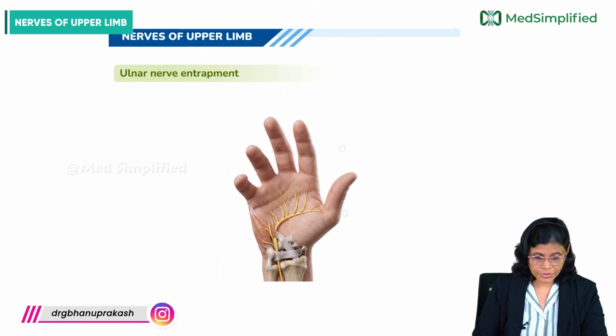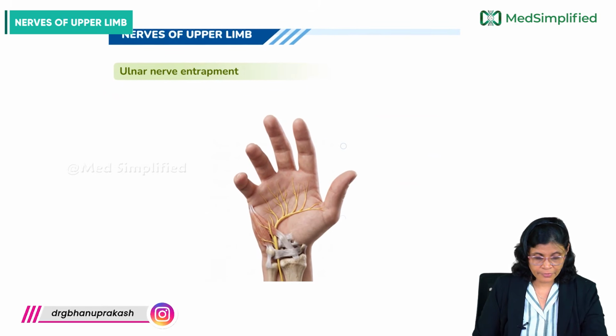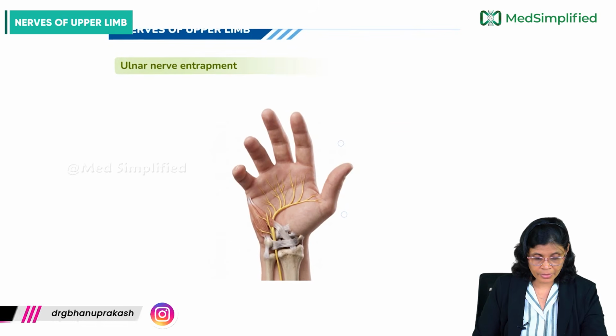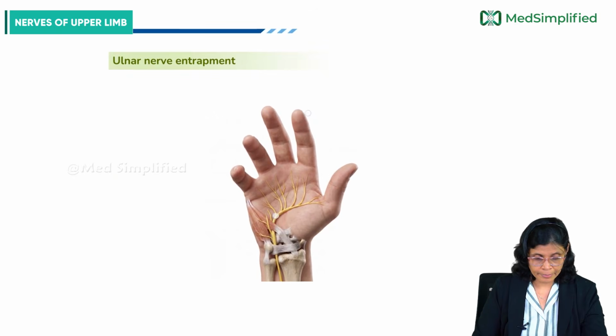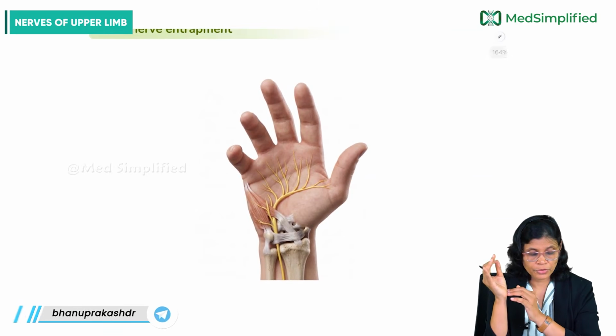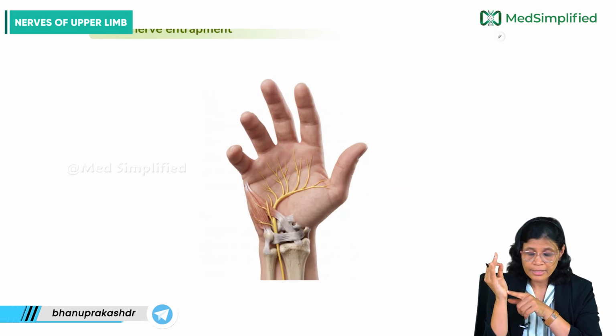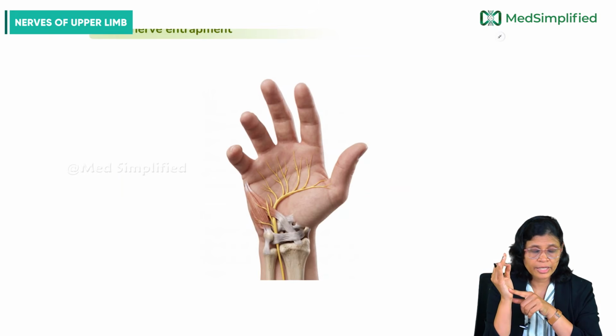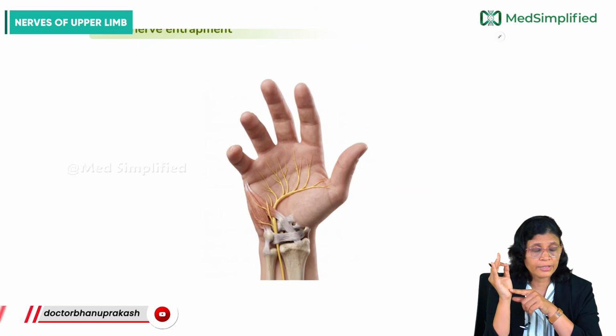The next injury is at the wrist, where it can be because of entrapment, or it can also be because of injury at the wrist. Since the nerve is superficial to the flexor retinaculum, it is vulnerable to any cuts there. Another thing is once it passes through Guyon's canal. Which part of the ulnar nerve passes through that?